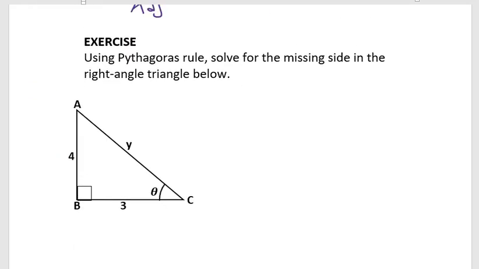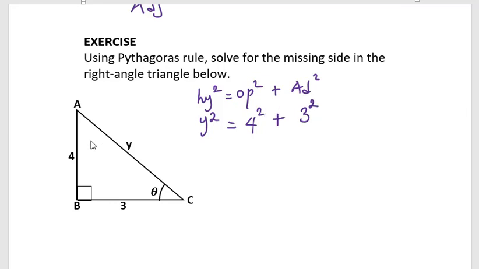Using Pythagoras rule, solve for the missing sides in the right angle triangle below. Now we know the principle, we know the right law to apply. The hypotenuse squared is equal to the opposite squared plus the adjacent squared. What's the hypotenuse here? It is y. Remember to square it. The opposite is what? 4. Remember to square it, plus the adjacent is what? 3 squared. So we are solving for the value of y.